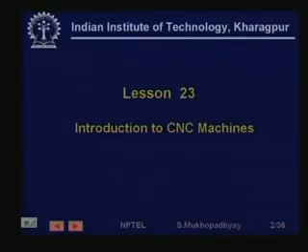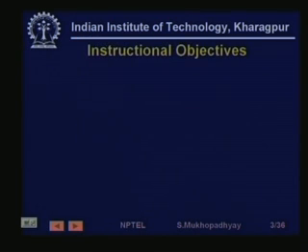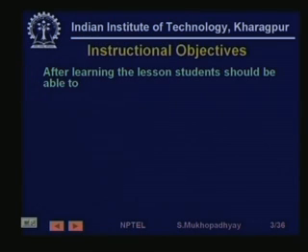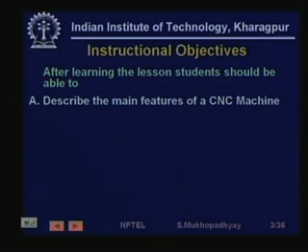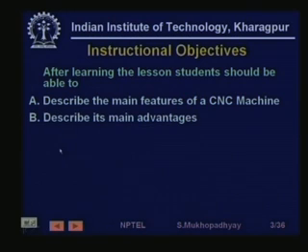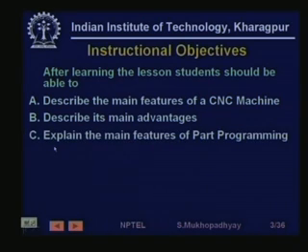So as usual, let us look at the instructional objectives of this lesson. After learning the lesson, the student should be able to describe the main features of a CNC machine, what makes it, describe its main advantages, why we should spend money to buy these machines, they are very expensive, explain the main features of part programming. Because these machines are automated, they can be programmed, so the programs are called part programs. So we will see some basic features of part programming, and finally the drives.